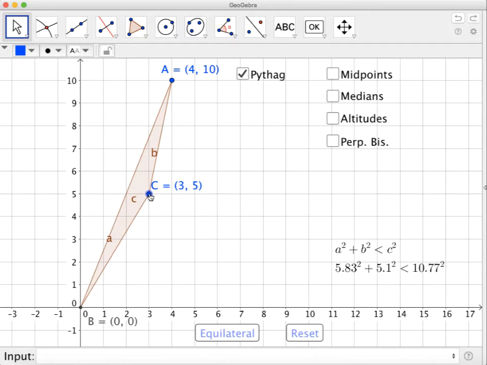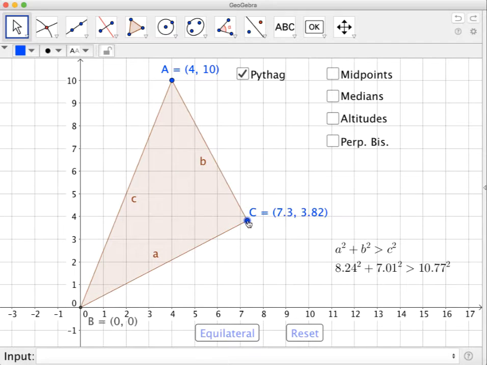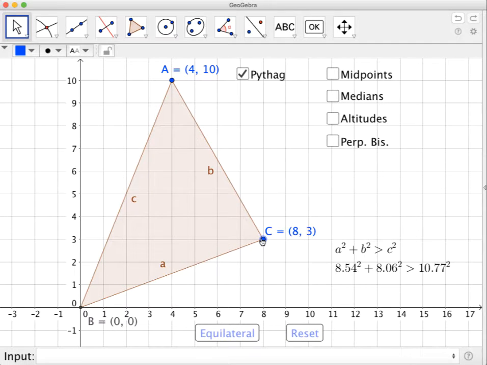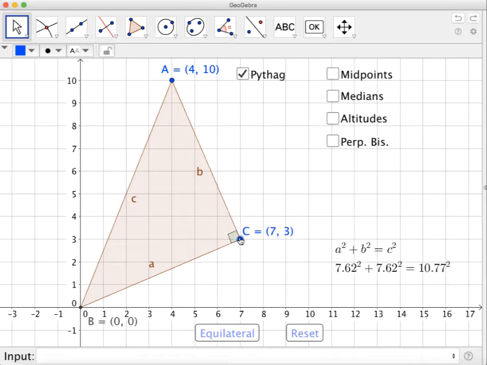And that's the case right here, where a is 5.83, b is 5.1, but a squared plus b squared is less than our hypotenuse squared. And again, we're calling our hypotenuse the segment that connects A and B. And it's somewhat arbitrary which one we call the hypotenuse, but it worked better in this case.